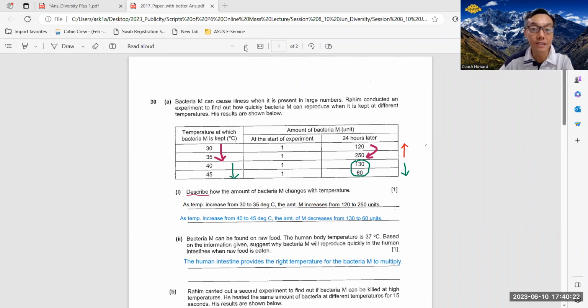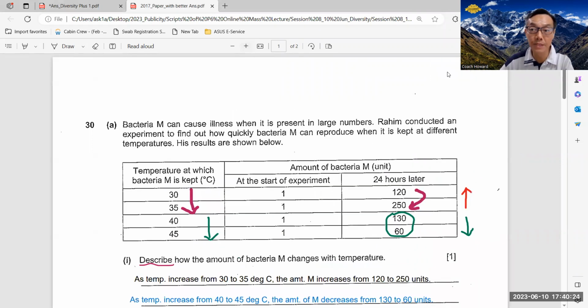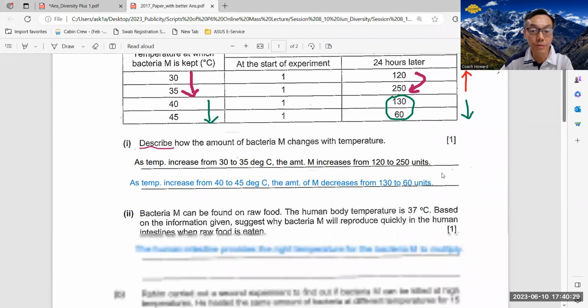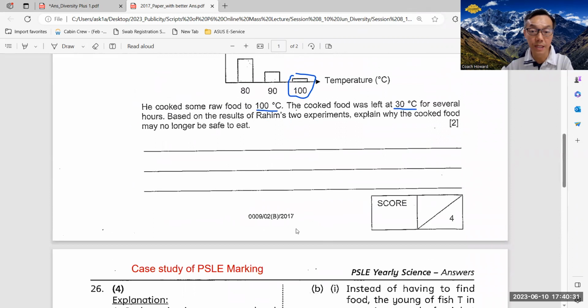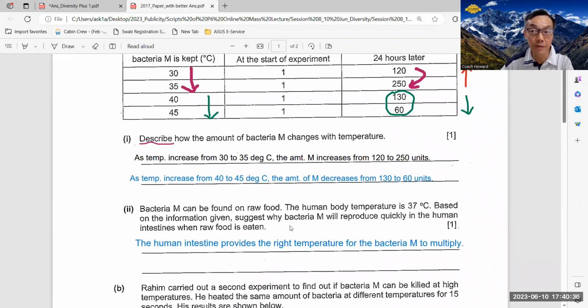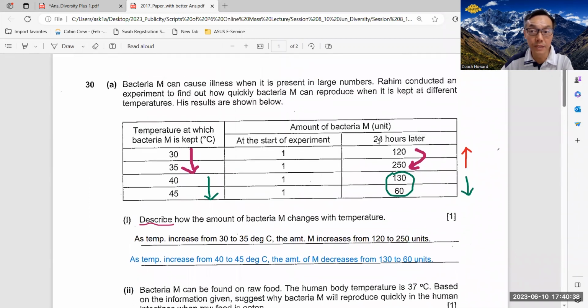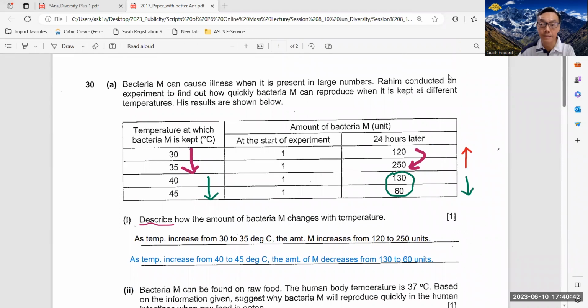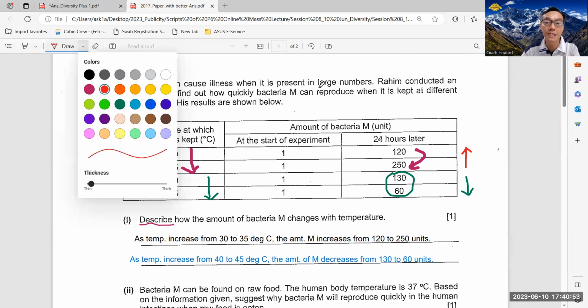Let us analyze this actual question which came out in a PSLE examination paper in the year 2017, as you can see here. The objective of discussing these questions with every one of you is to allow you to gauge the PSLE examination standard. So we can see here, bacterial M can cause illness when it is present in large numbers. So do take note, large numbers.